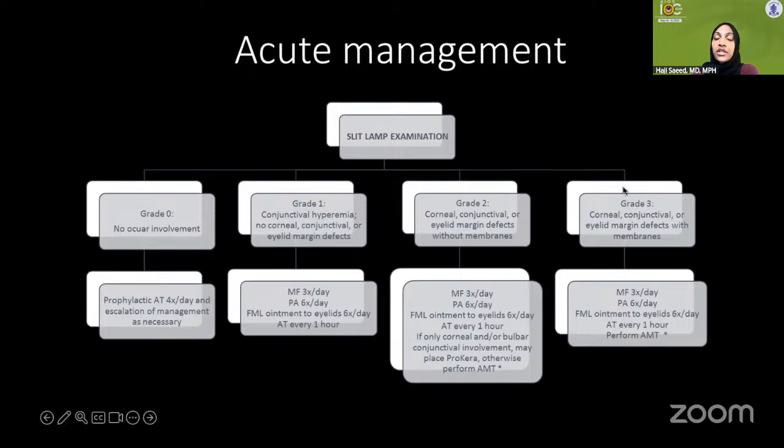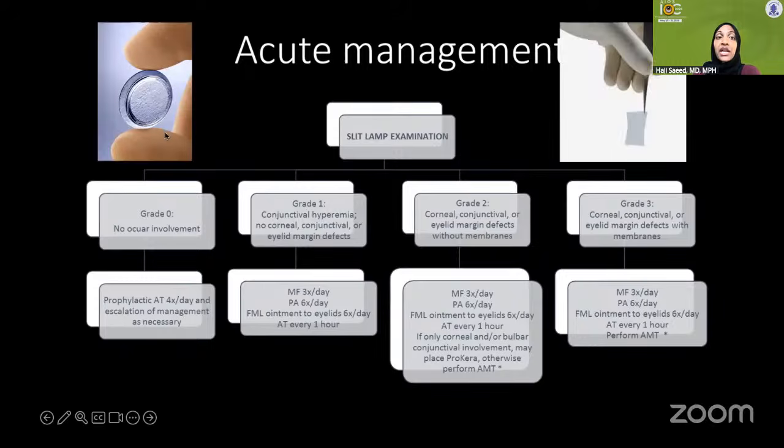Now, in grade 2 or grade 3, which really involves defects of the ocular surface and eyelid margin, we include amniotic membrane transplantation. And I will talk in more detail about the different techniques for that. Importantly, amniotic membrane comes in different forms. So you can have a Prokera ring, which has the amniotic membrane stretched over a symblepharon ring, or a full sheet of the amniotic membrane.